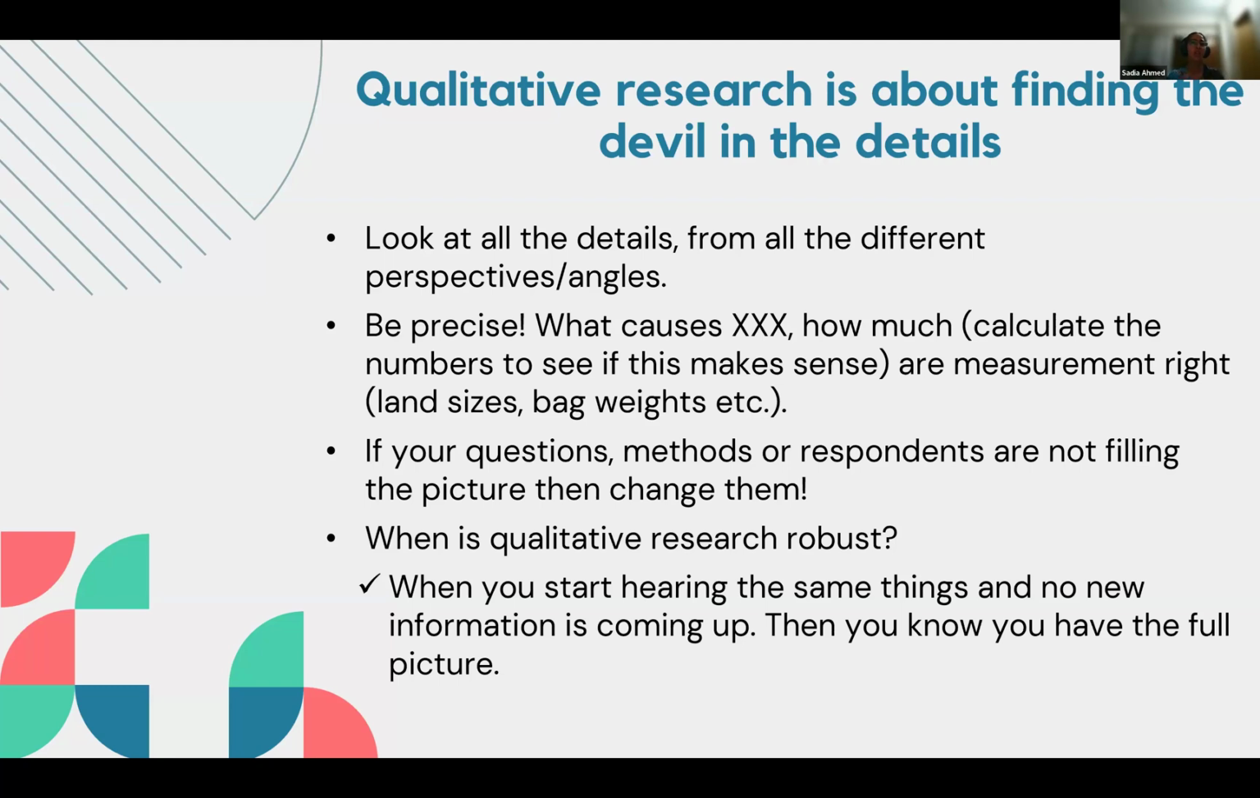Once you start seeing you're getting the same information, you now have a full picture of how awareness has happened, what has triggered awareness. At that point, you can say, okay, I have a full picture, and I don't need new additional information. That's when you can say that the research is robust. So this is helpful for us to decide a stopping point when we can say, okay, we have got enough information. You can feel confident that the information you have tells you the full story.